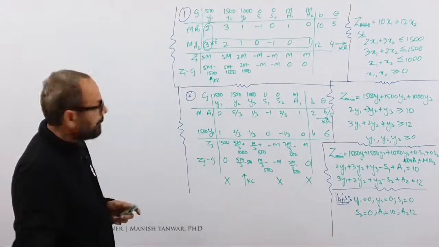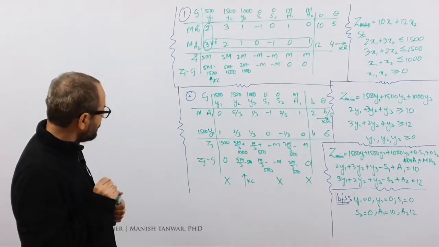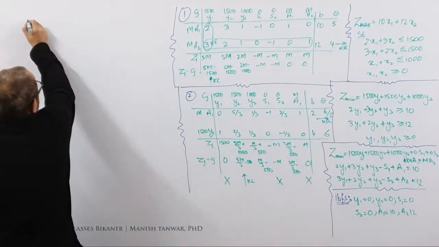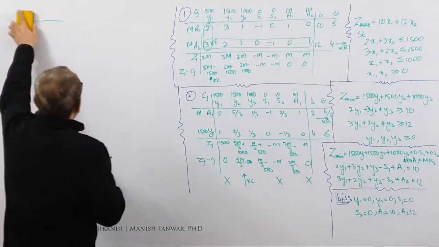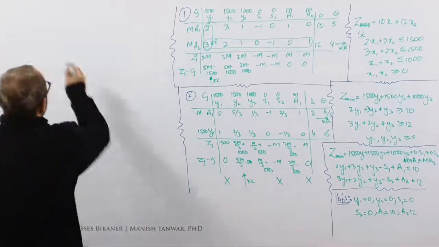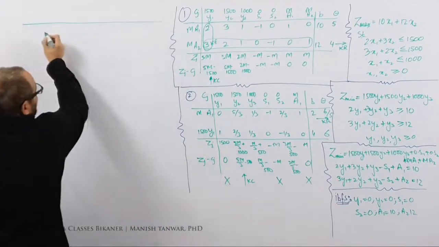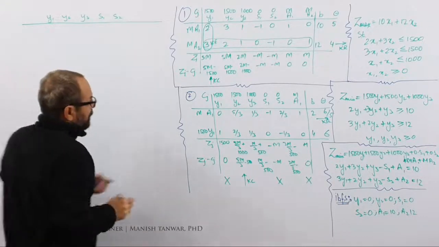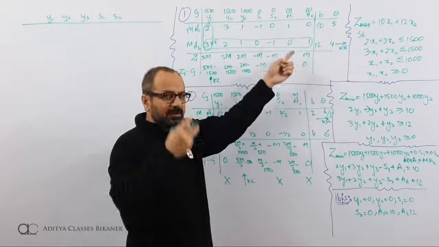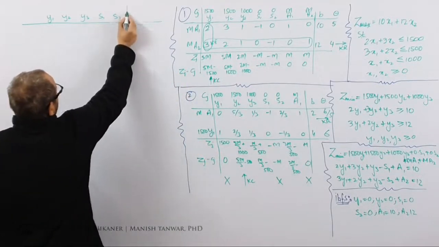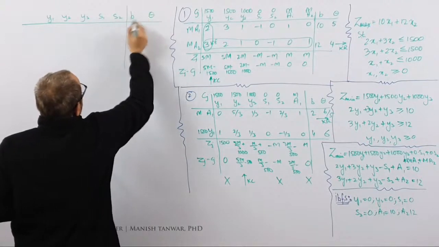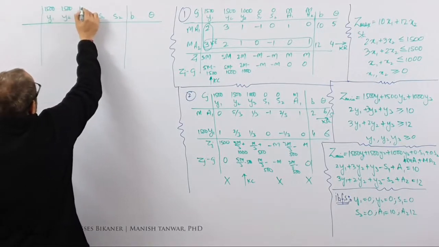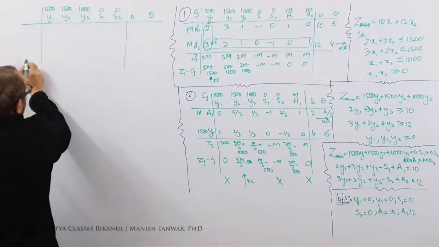Now we need to prepare our third table. Third table I'll try to put up over here itself. Let us see if we have some space. Y1, Y2, Y3, S1, S2. Now there will be no A1 because A1 is the outgoing variable. A2 was already rejected, A1 is now freshly being rejected. So we are free from artificial variables. We have our B and thetas. We have contributions as 1500, 1500, 1000, 0 and 0.